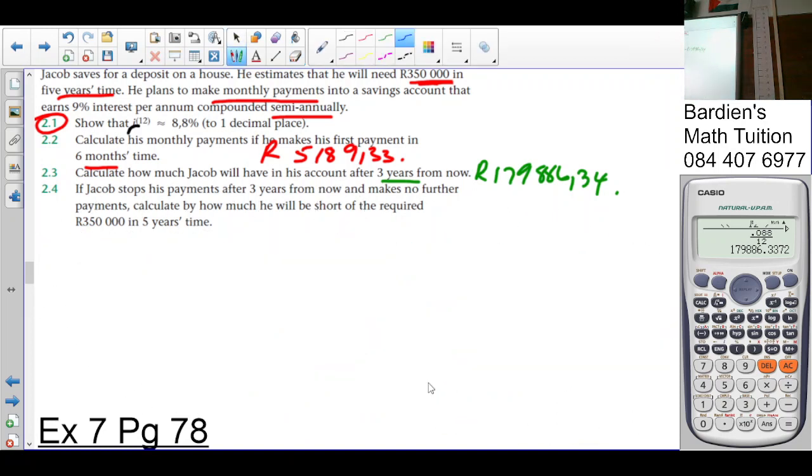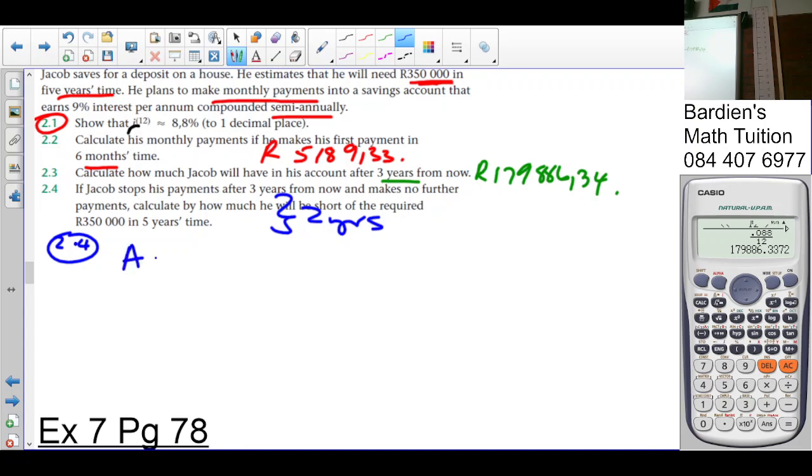Next question. 2.4. If Jacob stops his payment after 3 years from now and makes no further payment, calculate by how much will he be short of the required 350,000 rand in 5 years. So in other words, I must calculate how much is in the account at the end of 5 years. Not so? So what's going to happen here? He's actually going to draw an interest for a further 2 years.